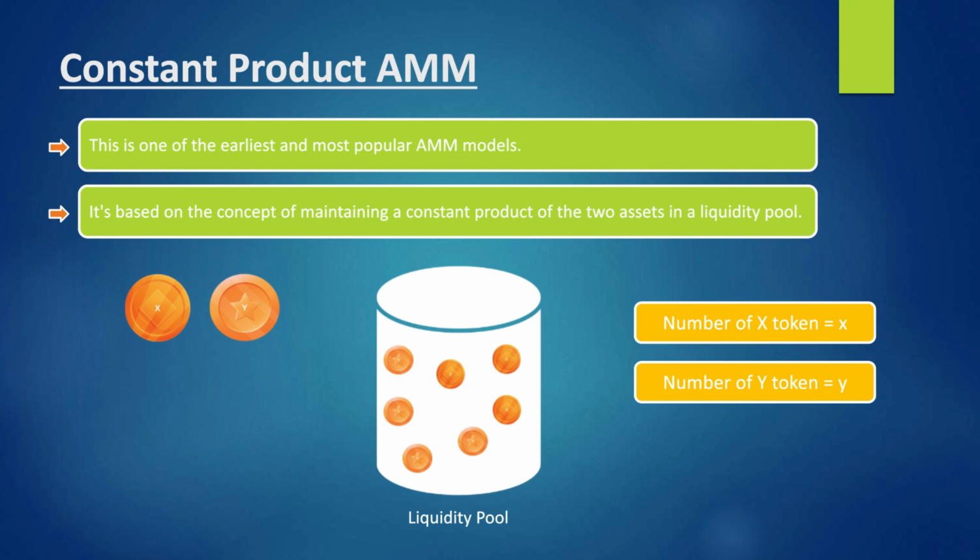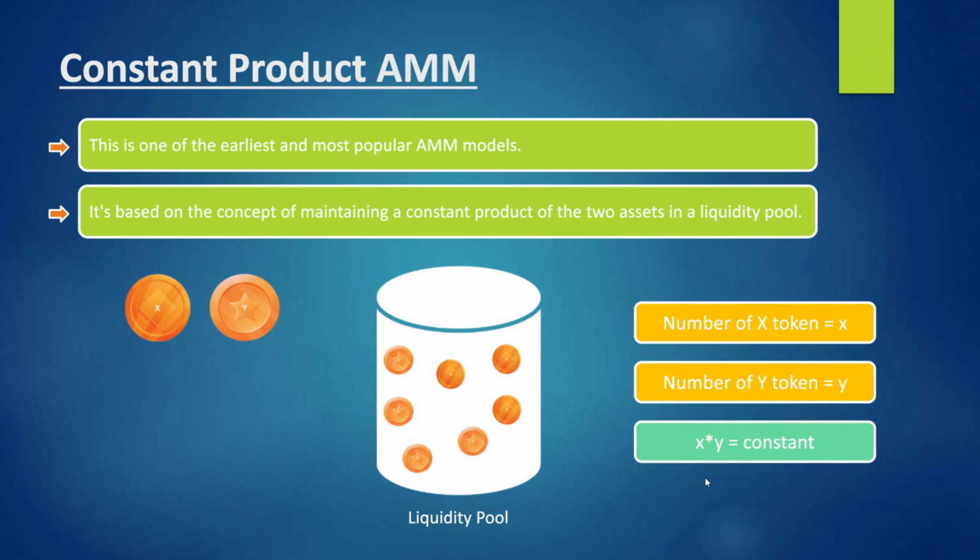Now, the constant product AMM model makes sure that the product of the number of tokens inside the liquidity pool should always be constant. Means X into Y should always be equal to a constant.